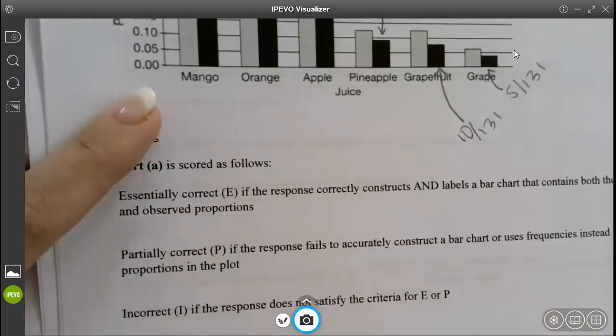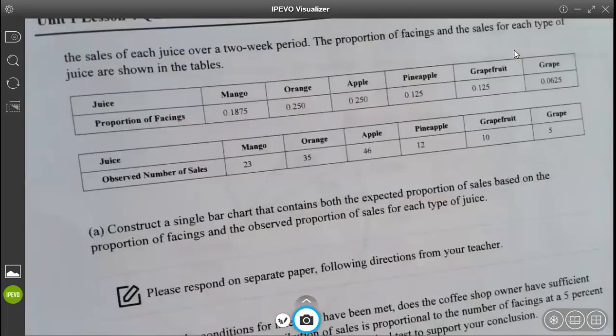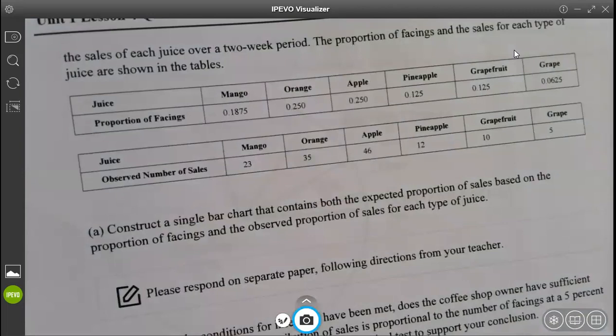All right. So part B. Let me grab my paper out of here and then I'll start writing for you guys. Sorry.